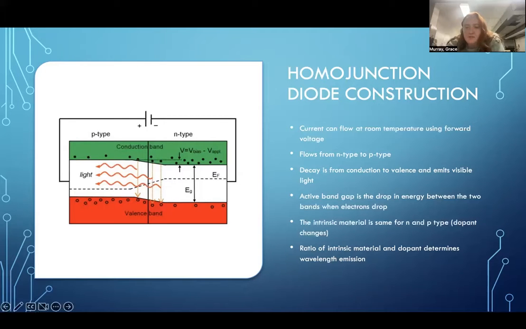So, the combination of N-type and P-type semiconductors are known as homo or heterojunction diodes. The homojunction diode is just the combination of the N-type and P-type semiconductors. This happens when the intrinsic material, which is the material within the N-type and P-type band without the dopant, is the same for both the P-type and the N-type. Additionally, the wavelength emission can be altered by adding a concentration of a dopant that would change the band gap between the valence and conduction band.